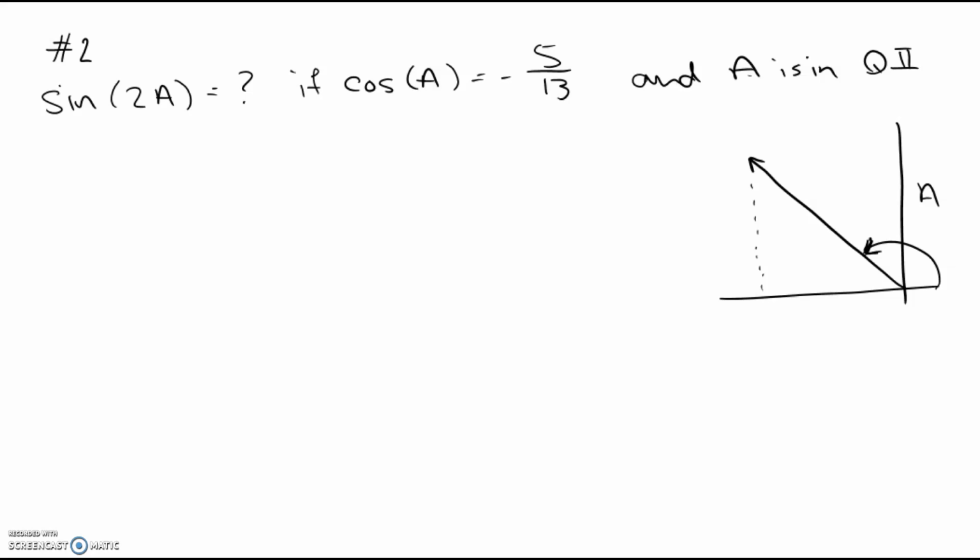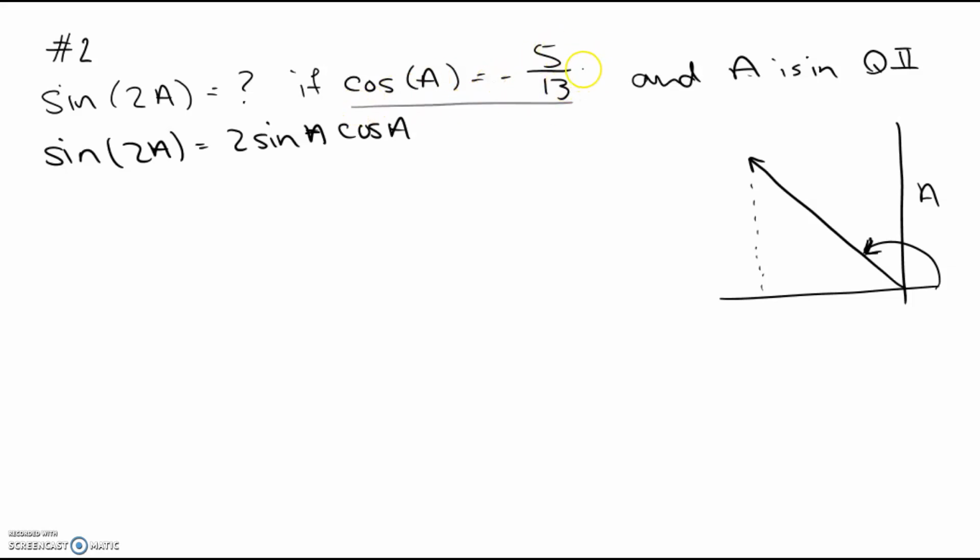Okay, they're asking for sine of 2a, but they give us just cosine of a, and they tell us where a is. Sine of 2a is equal to 2 sine of a times cosine of a. They give us cosine of a, so we need to figure out what sine of a is.